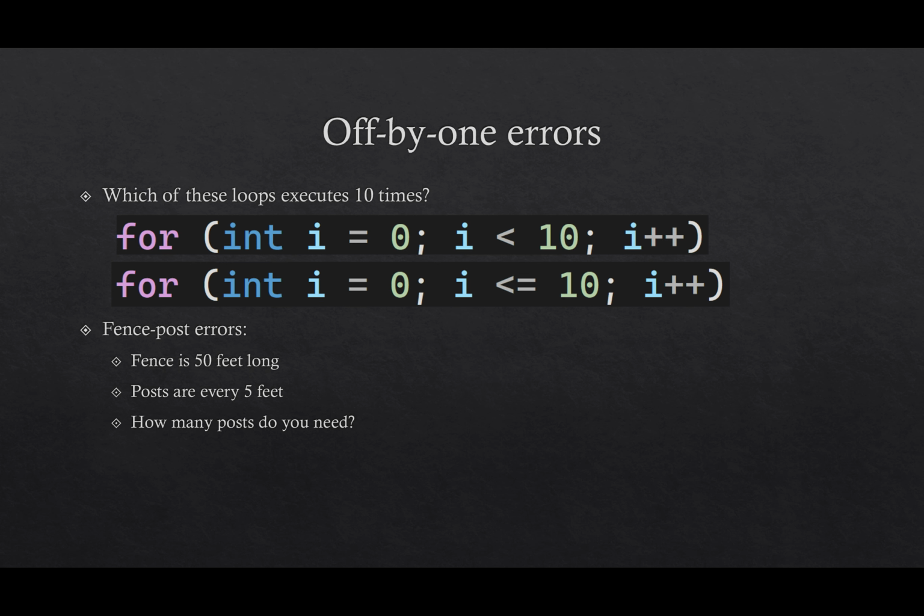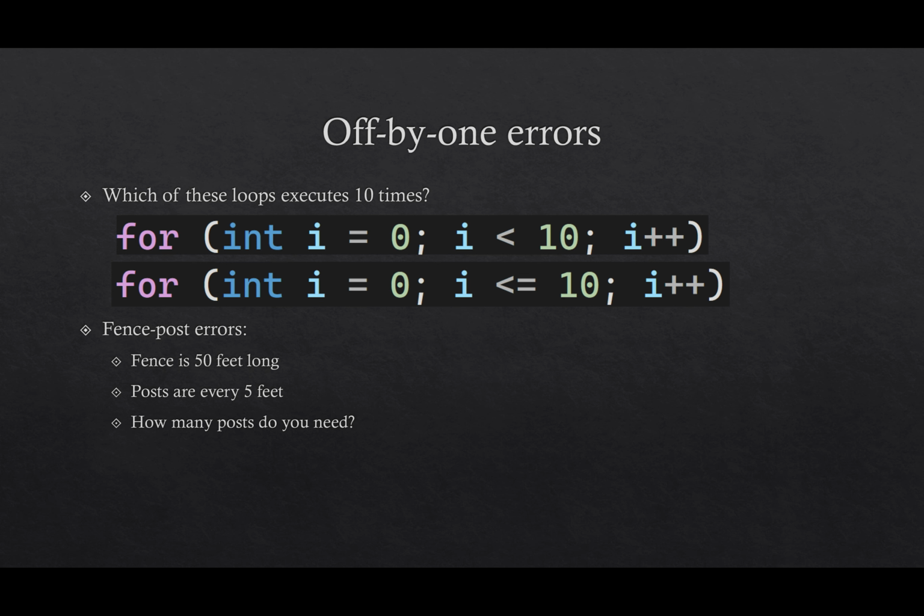So the loop will execute for I from 0 up to, but not including 10. That's an exclusive range, right? And 0 up to, but not including 10 means the numbers 0 through 9, and so that is 10. That means that loop will execute 10 times. The second loop, where I equals 0 and I is less than or equal to 10, will execute from 0 up to and including 10, which means that loop actually executes 11 times.